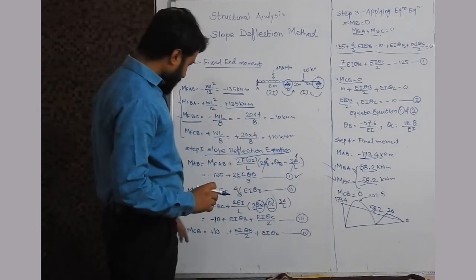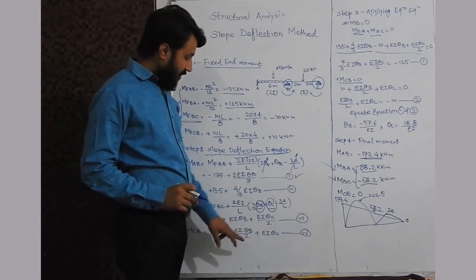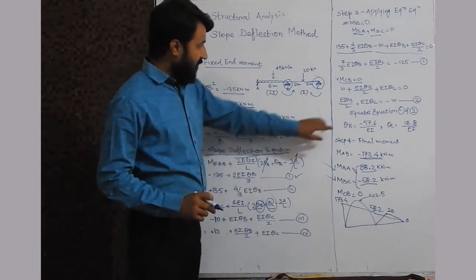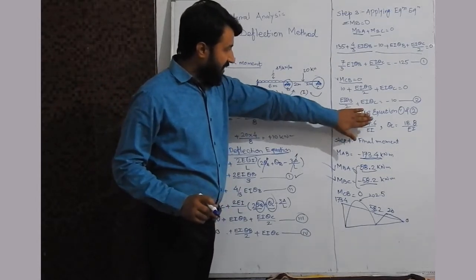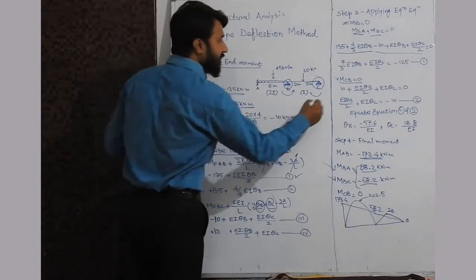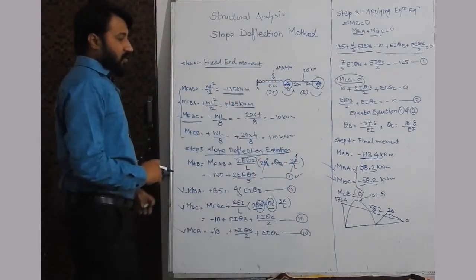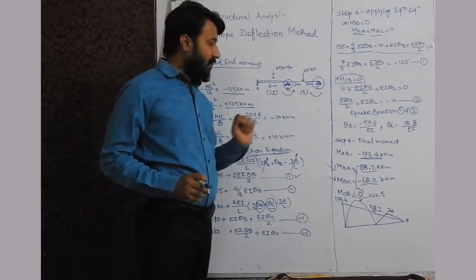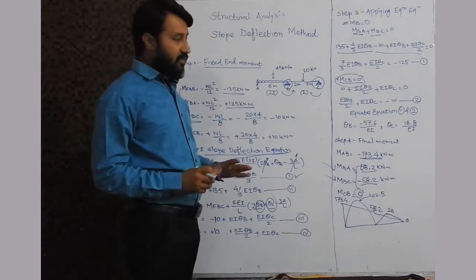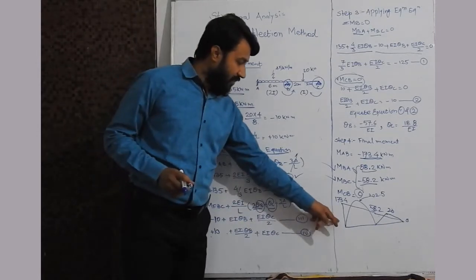The last one is MCB: plus 10 plus EI theta B by 2 plus EI theta C. Put the values of theta B and theta C as minus 57.6 and 18.8 respectively in the equation, and you will satisfy the equation MCB equal to 0. So this is how to calculate the moments through the slope deflection equation in the case of this beam that we have seen. Okay, now we will draw the final bending moment diagram.